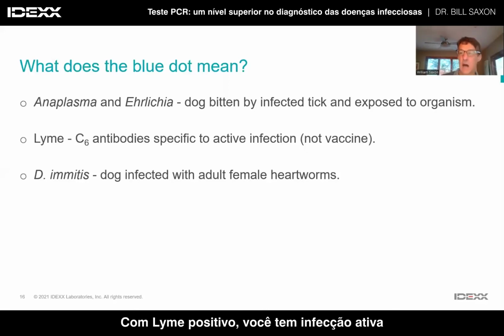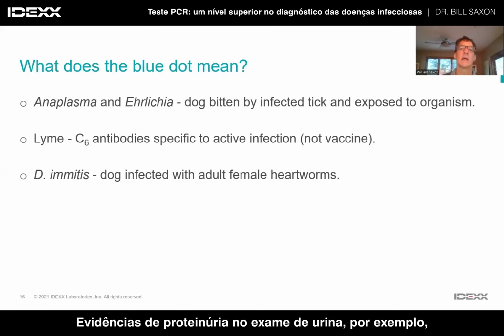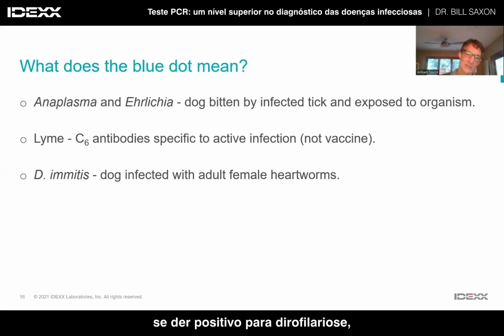With the positive Lyme, you have active infection and no cross-reaction with vaccine. So you know that that animal currently has Lyme disease, and then you need to decide whether you should treat that based on other parameters like a quantitative C6 titer, any evidence of proteinuria. And the urinalysis, for example, would be potential tools to determine whether you need to treat that Lyme patient or not. And then because the heartworm test is an antigen test, if you have a positive for heartworm, the dog has heartworm.